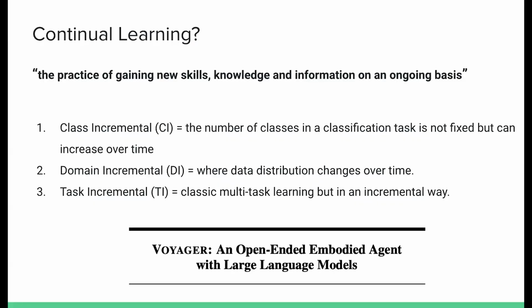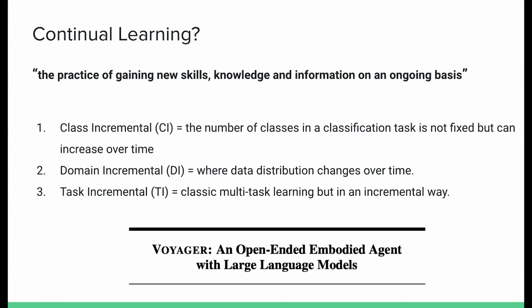So, what is continual learning? There's a few different types of continual learning within ML. There's class incremental, so the number of classes are not fixed, growing over time, and you need to adapt. Domain incremental, so this is where data distribution is changing over time, which is why we need to retrain models. And then task incremental, where the model is able to learn new tasks in an incremental way. Voyager, for anyone who has read that paper, is a really good example of the North Star for agents, where it does task incremental learning very, very well.